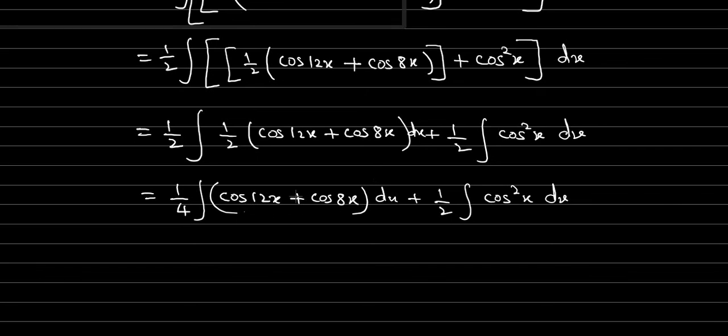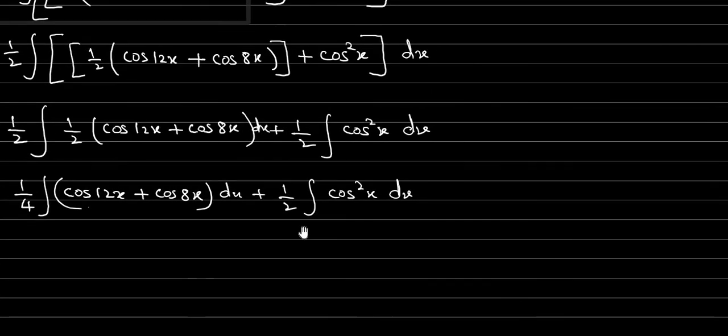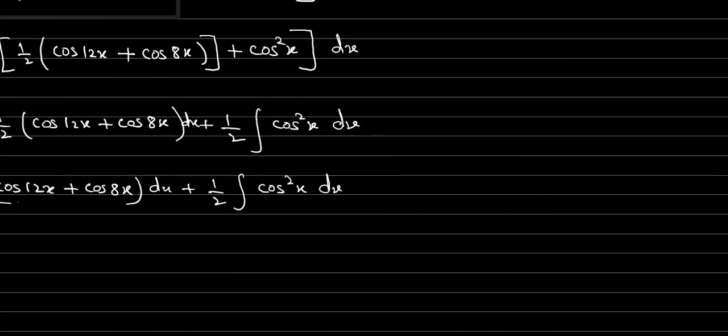For the first two terms, cos 12x and cos 8x, we can integrate using the cos x formula itself. But when it comes to cos square x, we don't have cos square x as a standard form. So for cos square x, we need to write it in a standard form, using some trigonometric formula to reduce it. See, for cos 2x, I told you we have 4 formulas. One formula is cos square x minus sin square x. Using that formula, we will end up with cos 2x and a sin square x term. Again, sin square x is not in the standard form, so the first formula is not going to help.